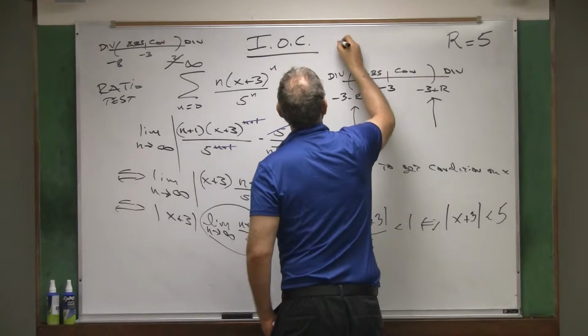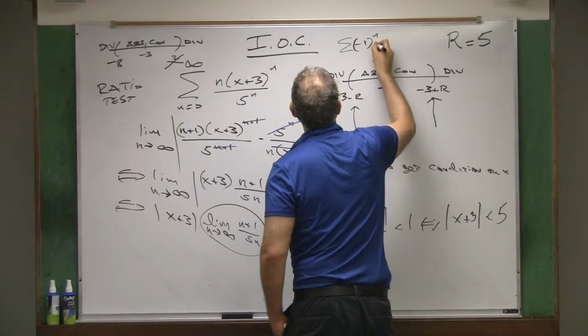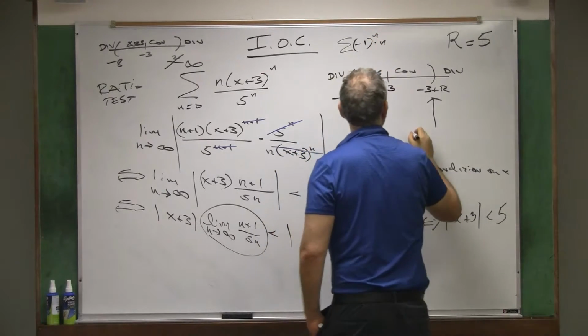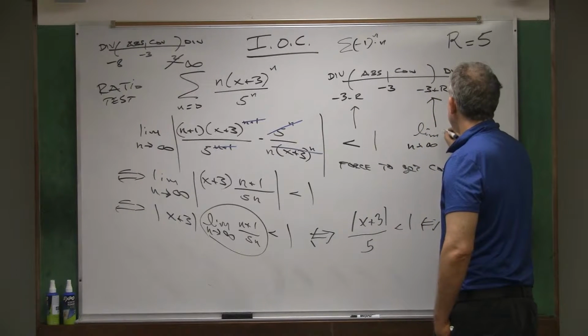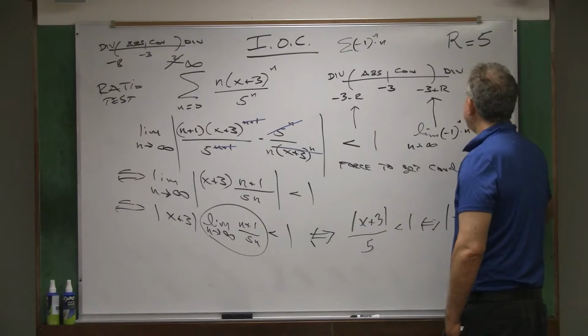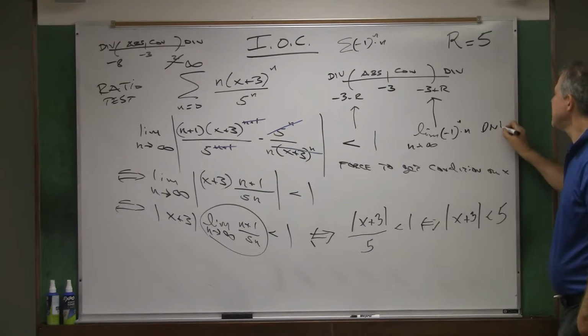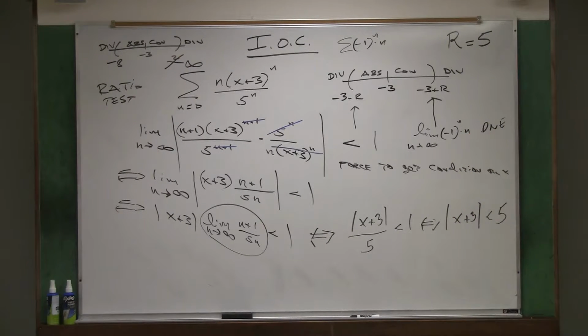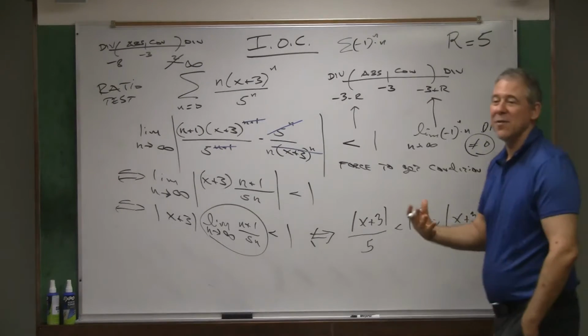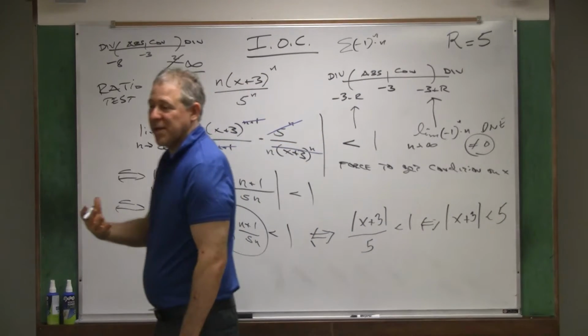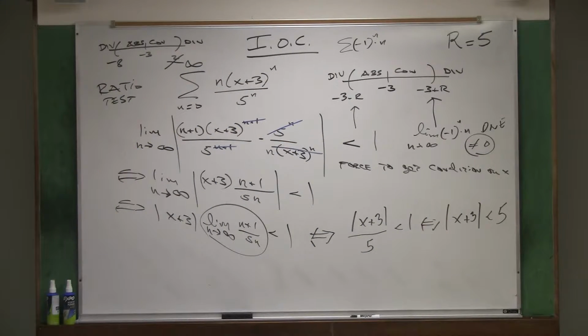In other words, the series minus 1 to the n times n, right? The limit as n goes to infinity of minus 1 to the n times n doesn't even exist. So it certainly doesn't go to 0. The point is that it's not 0, and the only chance the series has is if the terms go to 0.